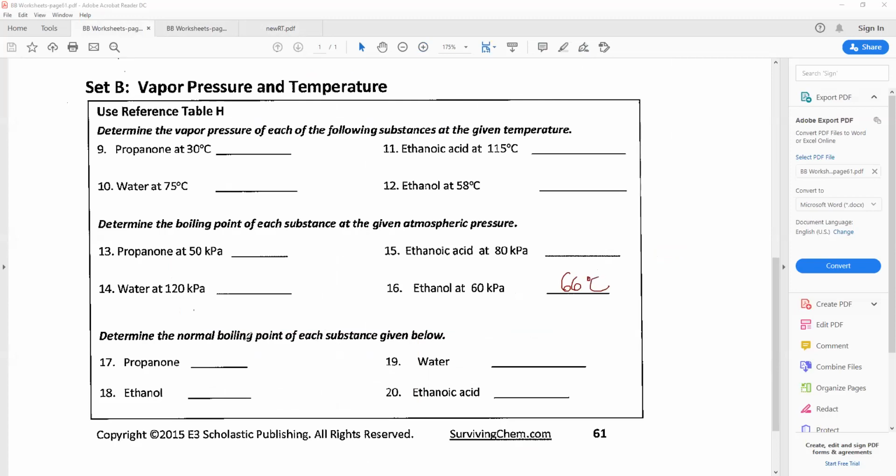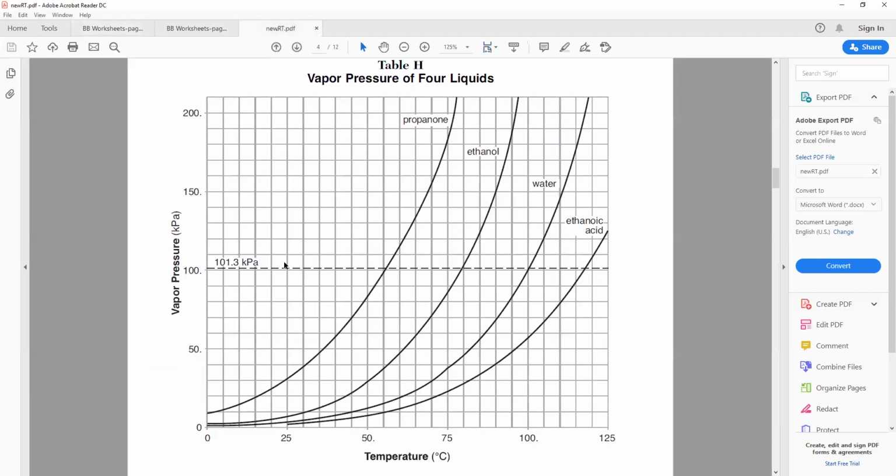Degrees Celsius. Let's find the normal boiling point of each. When they are asking for the normal boiling point, the atmosphere is 1 atm, which is 101.3 kPa. And if we look at the graph, it's going to be on the dotted line. So propanone, ethanol, water, and ethanoic acid. Let's go back to the graph. This is the dotted line, and they want us to find the boiling point of propanone, ethanol, water, and ethanoic acid. And we're going to see that this is the normal boiling point.